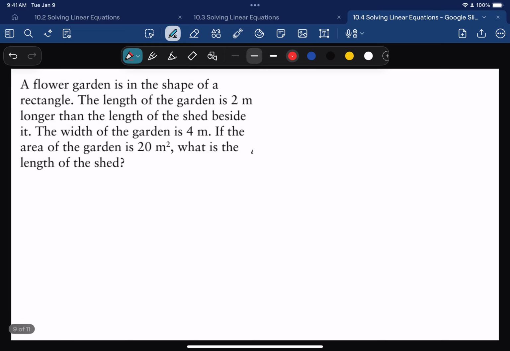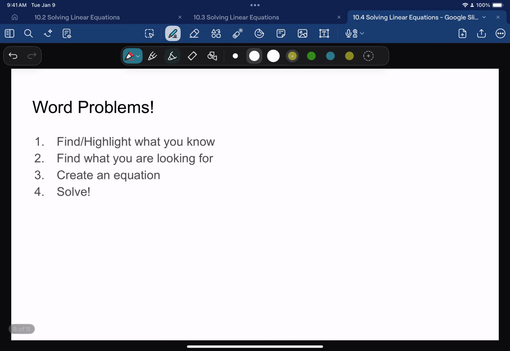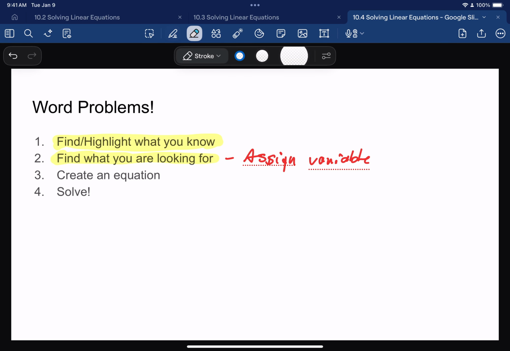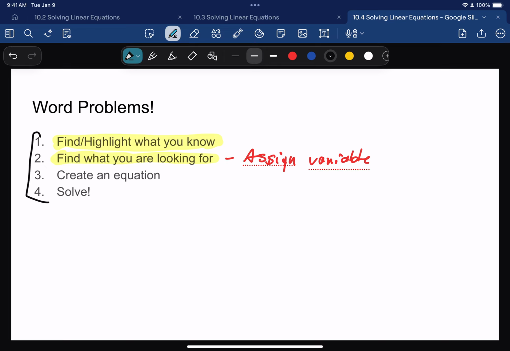All right, let's take a look at some word problems here. So my strategy for word problems is find and highlight what you know. Okay, step one, find and highlight what you know, then find and highlight what you're looking for, and possibly assign it a variable. Then create your equation and then solve. So follow these steps when you encounter a word problem. Find what you know, find what you're looking for, create an equation, and solve.